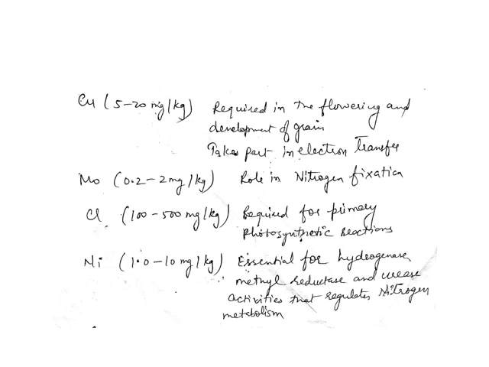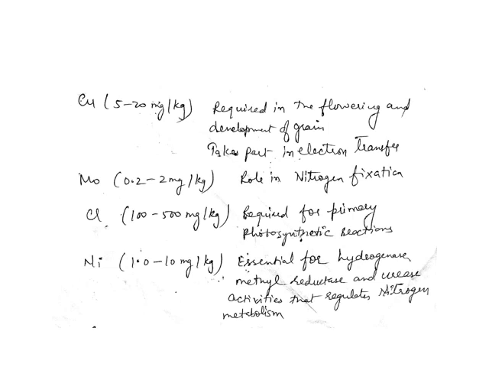The next is molybdenum, which requires 0.2 to 2 milligram per kg of the dry plant. Its role is in nitrogen fixation, in the absorption of nitrogen in the form of various ions. We have seen nitrate, nitrite or ammonium ion. So molybdenum plays an important role in nitrogen fixation.